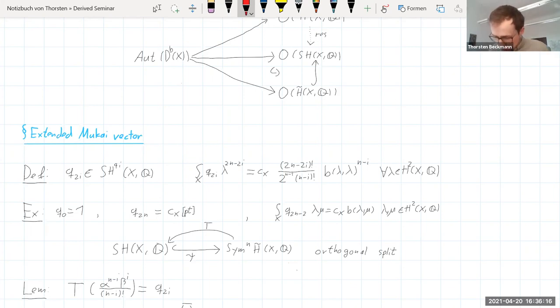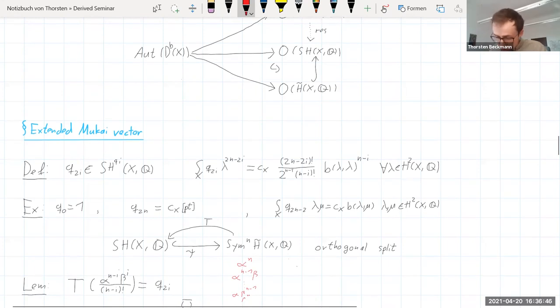But we can use this embedding of the Verbitsky component into here. Then we have n plus one classes: the class alpha to the n, the class alpha to the n minus one times beta, and so on, up to alpha times beta to the n minus one and beta to the n. Instead of trying to think of alpha and beta as single classes, and saying alpha should correspond to this class in cohomology, one can think of all these classes simultaneously as powers of the Beauville-Bogomolov form, and the mixture of how many times I take alpha and how many times I take beta just tells you the degree. That was what I wanted to say.